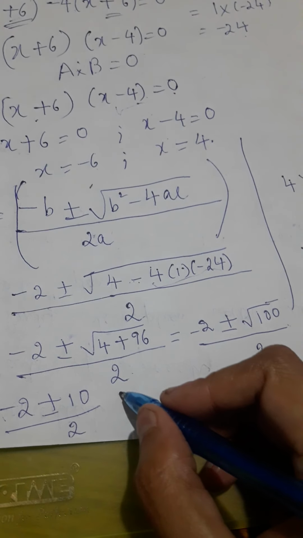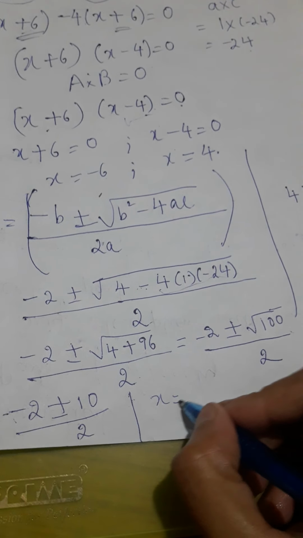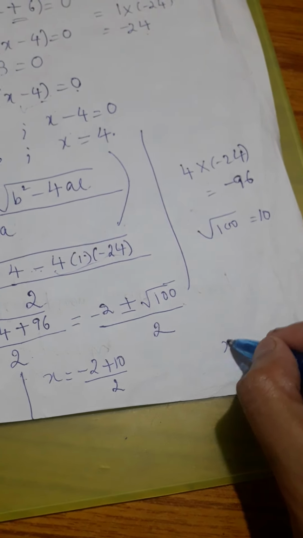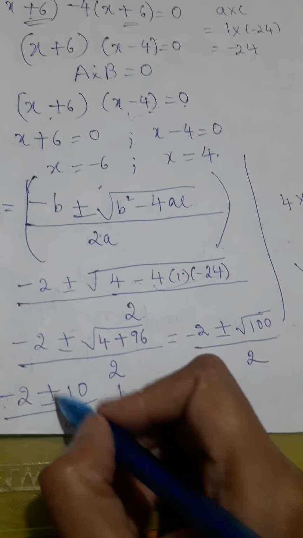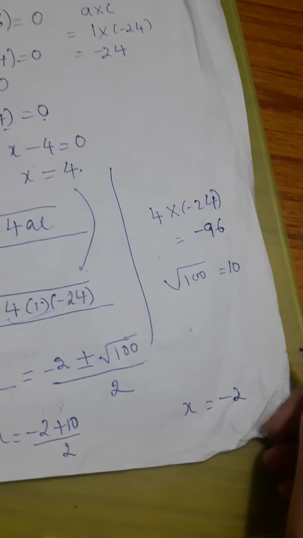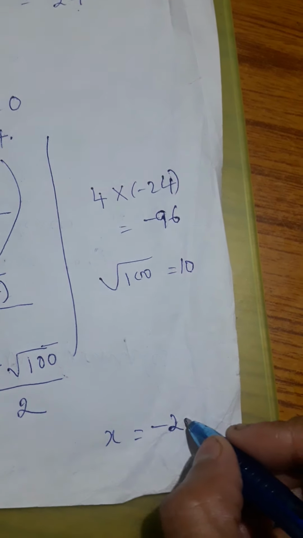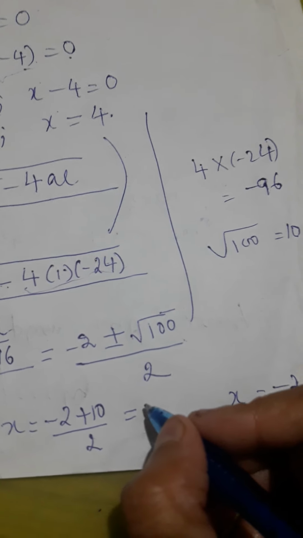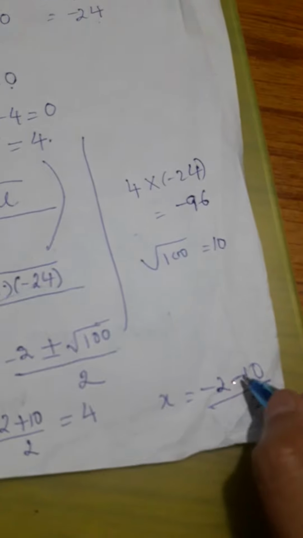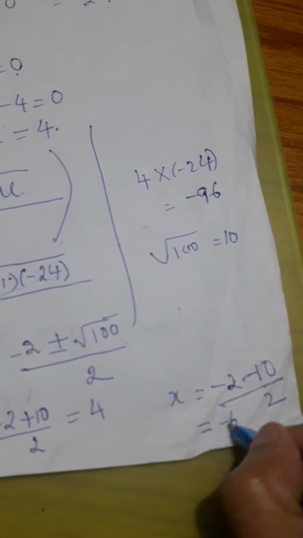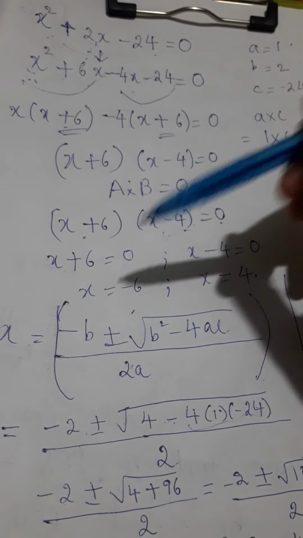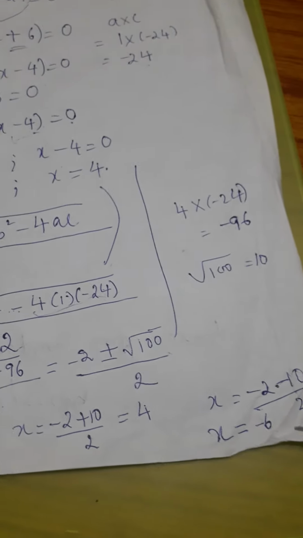So what happens? I get x is minus 2 plus 10 by 2, or x is minus 2 minus 10 by 2. Here, minus 2 plus 10 is 8, and 8 by 2 is 4. Minus 10 minus 2 is minus 12, and minus 12 by 2 is minus 6. See, I've got both my values. I got 4 and I got minus 6, the same as before.